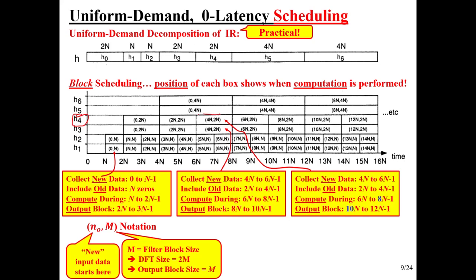So H4, let's look at this block here. So 4n tells me where my new data starts. 2n tells me how much new data I need. So I go 4n to 6n. Notice that that's the same as the block right below it. Okay, 4n, 2n. Notice also that then the old data that I include is exactly the same. And I compute in exactly the same location, 6n to 8n minus 1. Same thing, because that block lies here between 6n and 8n.